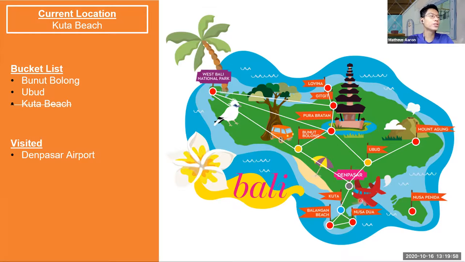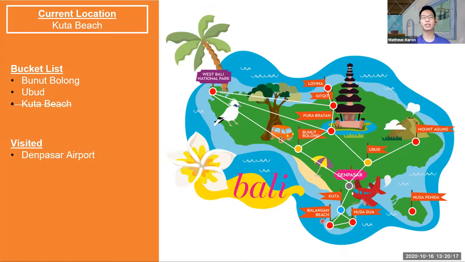You're now at Kuta Beach. Now you repeat the same process. You want to see what are the places that I can go. I can go back to the airport and fly back to Changi, but that's not our intended desire. But there's also Balangan Beach and Nusa Dua. Okay, so there are three places. Then Denpasar, Balangan Beach, and Nusa Dua.